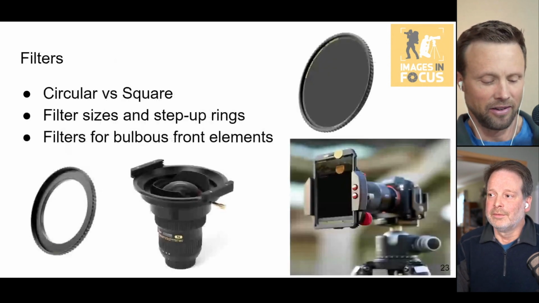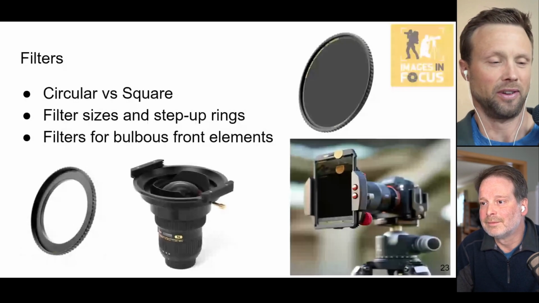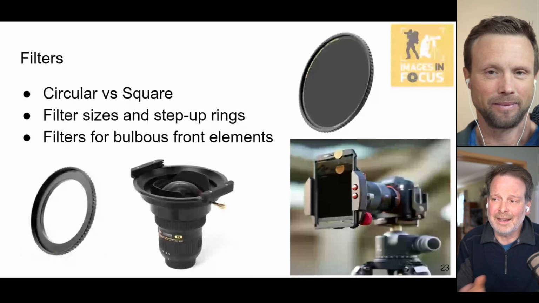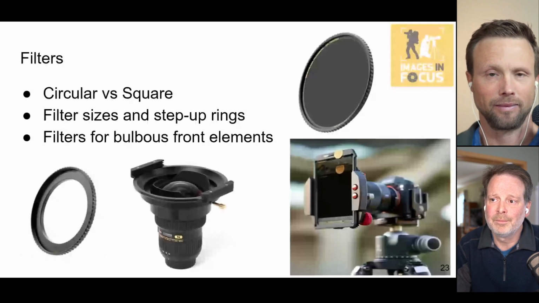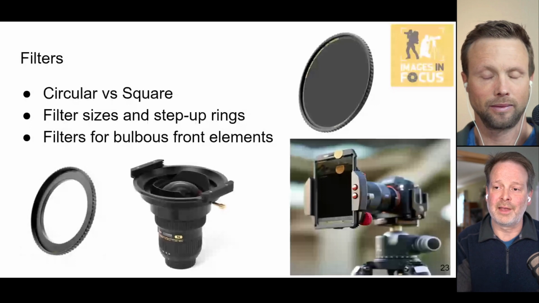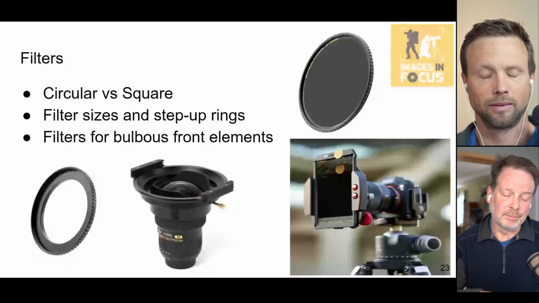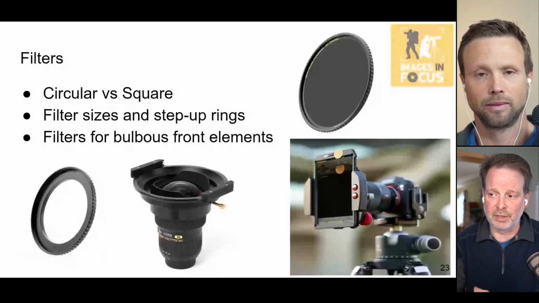All right. So let's talk a little bit about filters. Go ahead, Juan. So filters kind of come in two different types: circular versus square filters. It used to be that I shot quite a bit with square filters. I don't do that as much anymore because I instead do exposure merging to compensate for not using the square filters.